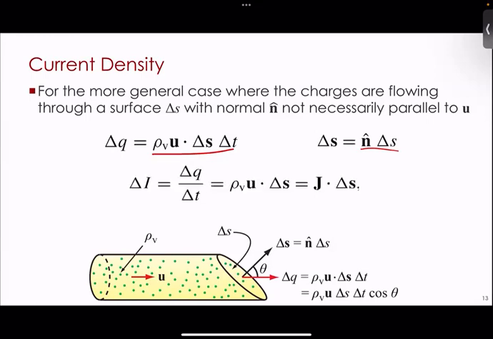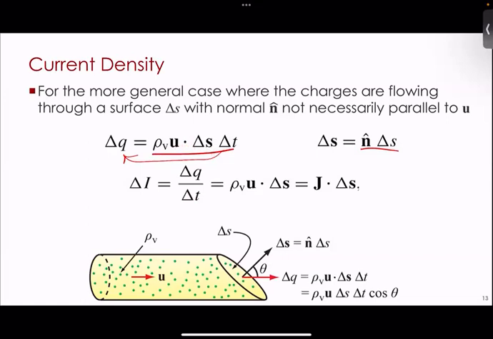Okay, so let's rearrange this. Let's bring the delta T over there. I said we want a Q over T, coulombs per second, to get us in terms of amps. So if we do that, we get delta Q over delta T, and we're just left with rho V times U dot delta S.